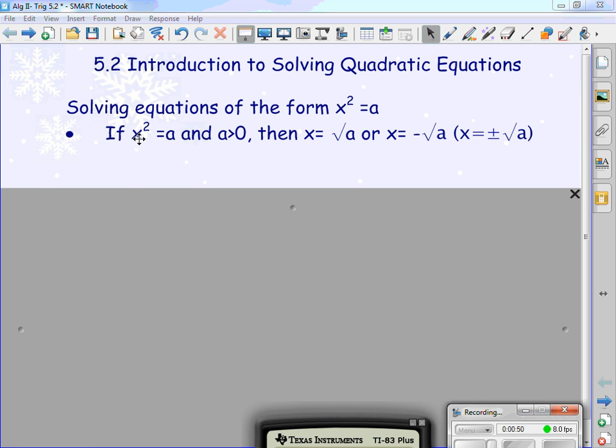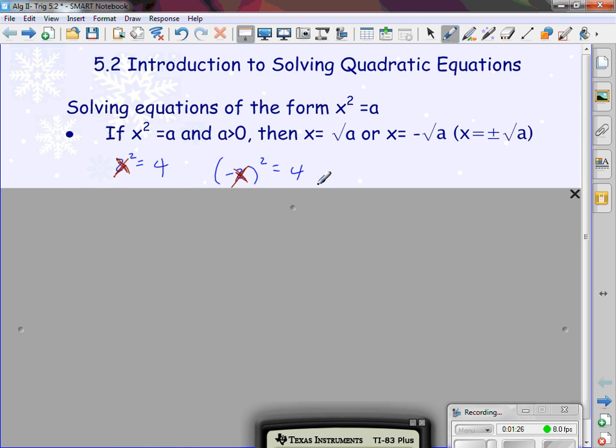If I pick a number, and if I put in 2, what is 2 squared? 4. What's negative 2 squared? What's negative 2 times negative 2? 4. So a positive and a negative both give me 4. So I don't know what's originally in here, because both of them, if I just have x squared. If I called this x, do I know if it's positive or negative?